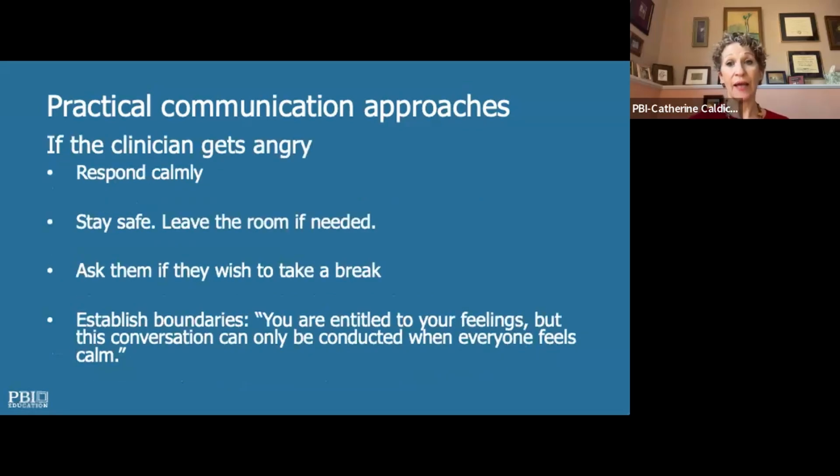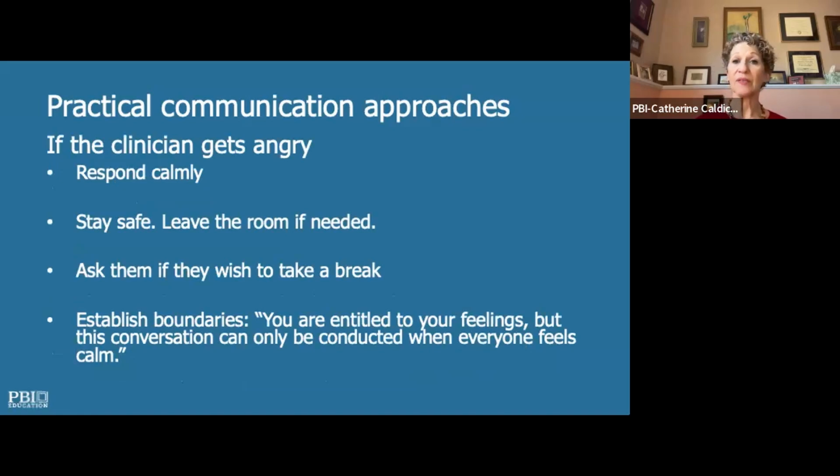Now, if the clinician gets angry in your conversation with them, do your best to respond calmly. Stay safe by all means. If you need to, leave the room. Ask them if they wish to take a break. And if they do want to take a break, you could resume the conversation after a few minutes or at another time.